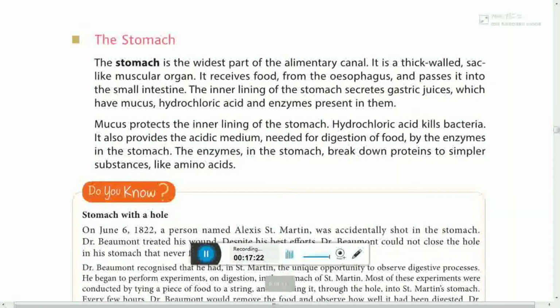Mucus protects the inner lining of the stomach. Hydrochloric acid kills bacteria. It also provides the acidic medium needed for digestion of food by the enzymes in the stomach. The enzymes in the stomach break down proteins to simpler substances like amino acids.